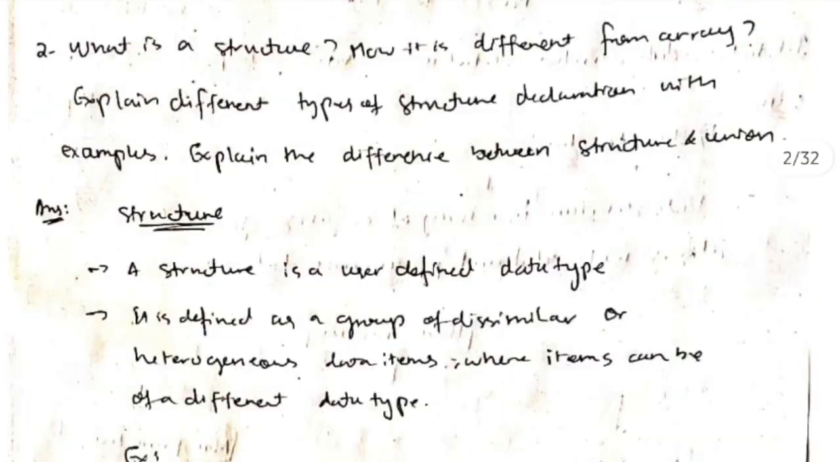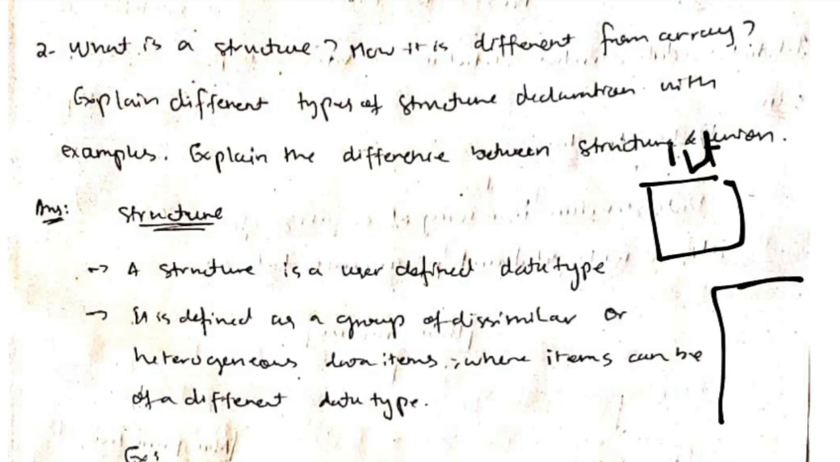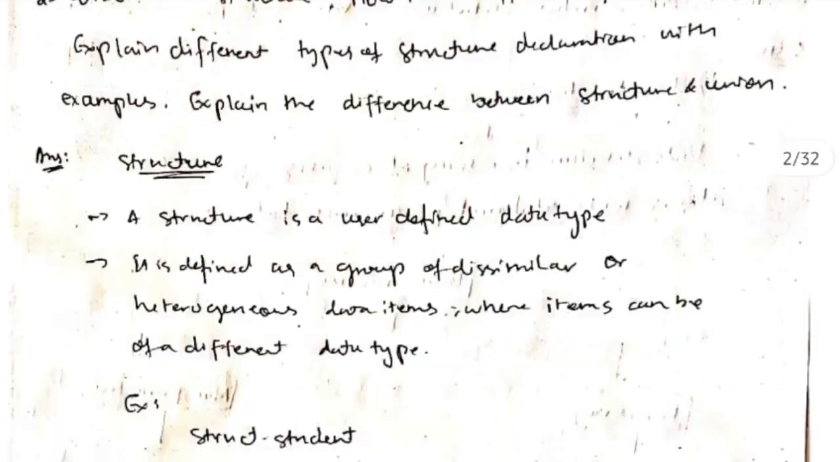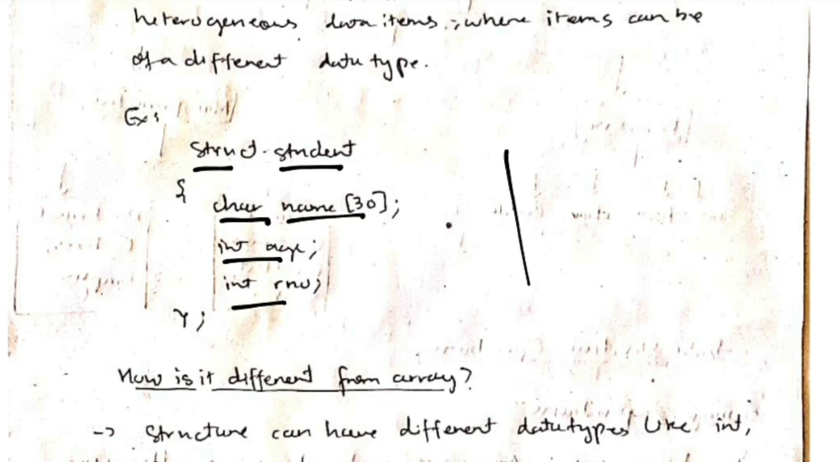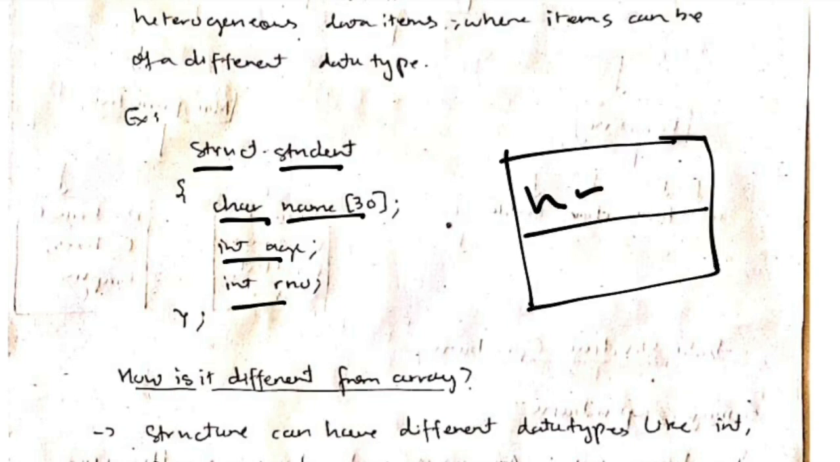What is a structure? Normally we have variables to store just integer values or character values. But in a structure you can store both integer and character values together. Let's see the syntax. The syntax is as follows: struct student. It will have char name or whatever variables you want to store in it. This will create a memory allocation which will have the name, age, and roll number. These three things will be in a single entity. That's the advantage of structure.